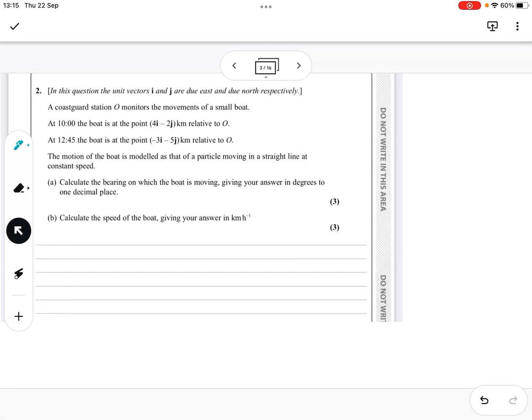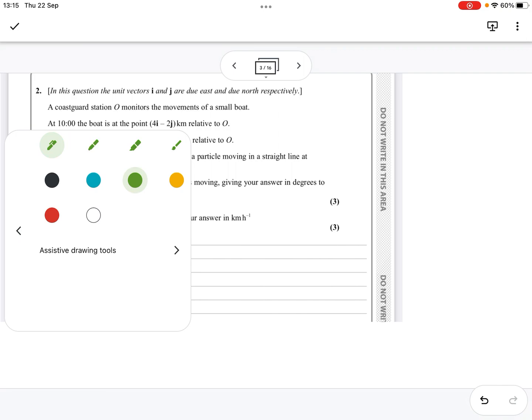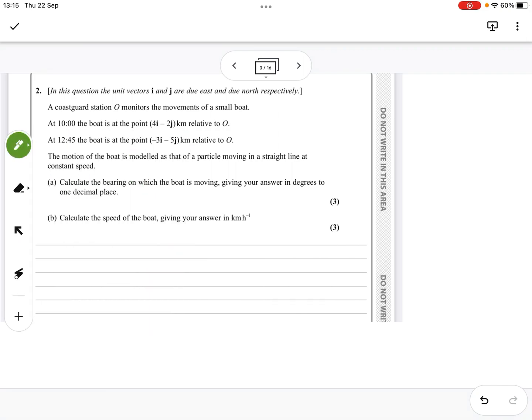Okay, so like I said, this is Pearson Edexcel, the AS exam for October 2020. It actually has May written on the exam paper, but never mind. I'm going to change colour. This is question 2. So we're using vectors i and j, east and north respectively. Coast Guard O monitors the situation.